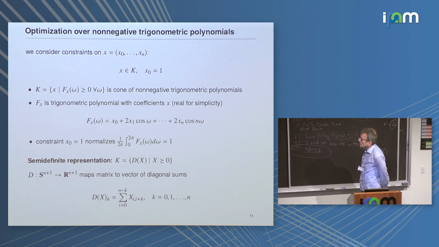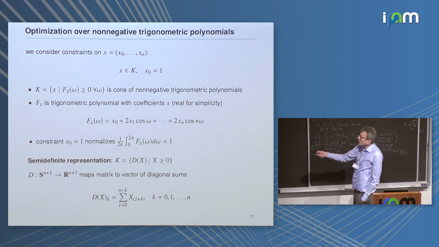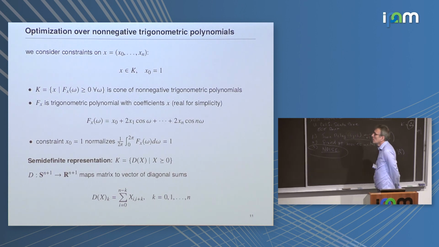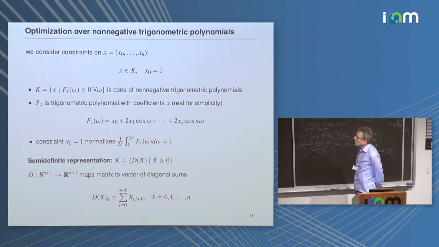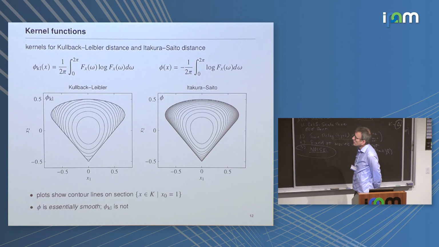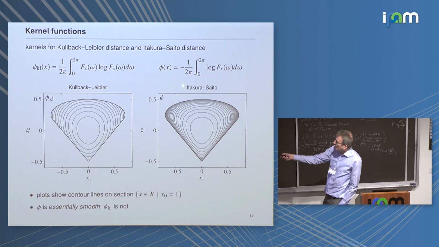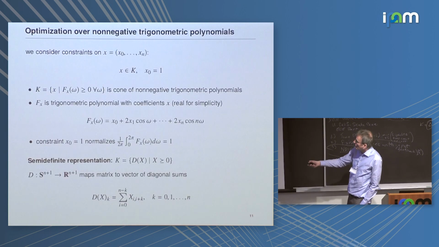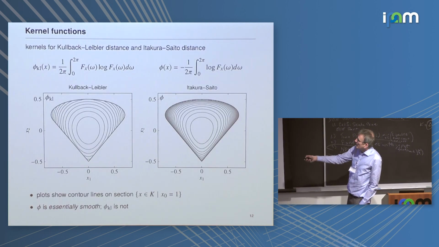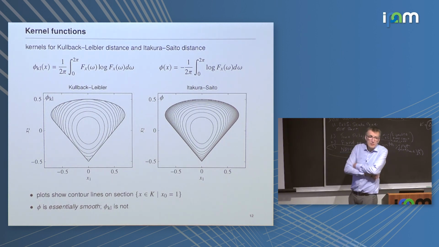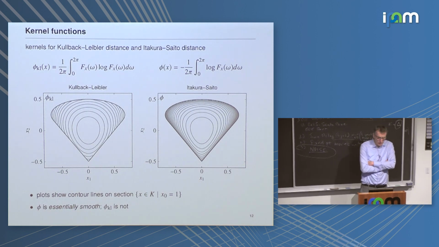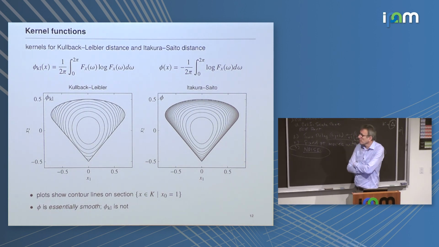So we would like to handle this cone using, or find, a suitable Bregman distance for this cone. And maybe the first candidate, by analogy with the relative entropy, would be to use this as the kernel function. So you take the cosine polynomial and then take this convex function of x as a kernel for a generalized distance. And that would give you the Kullback-Leibler distance.